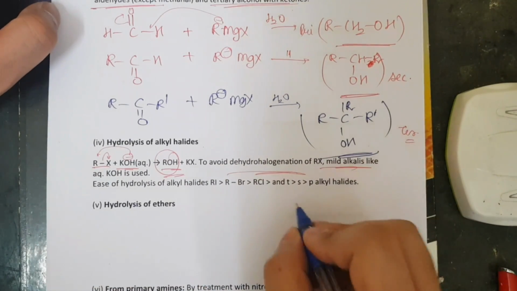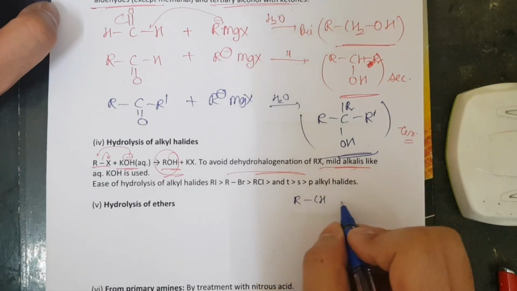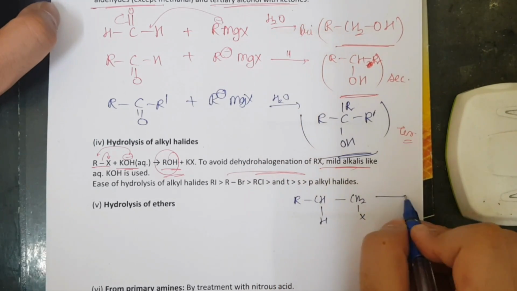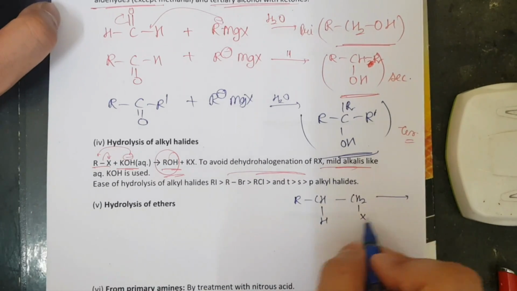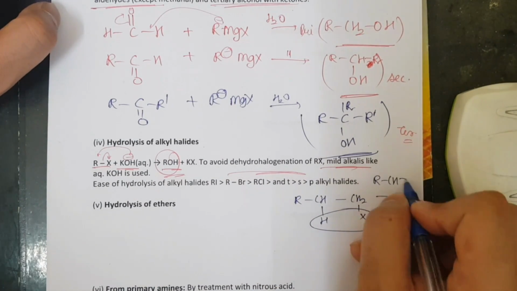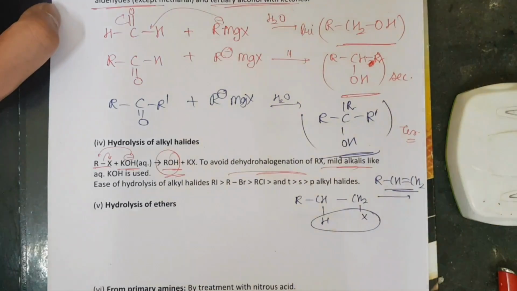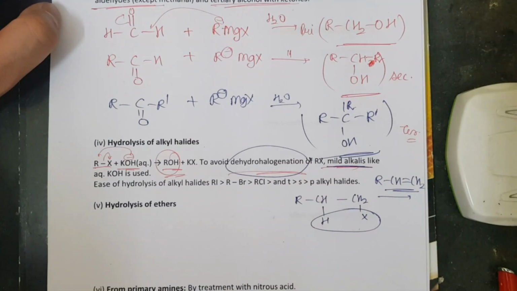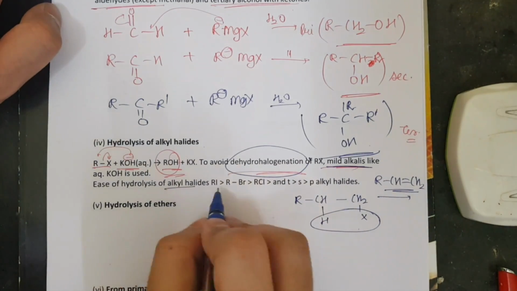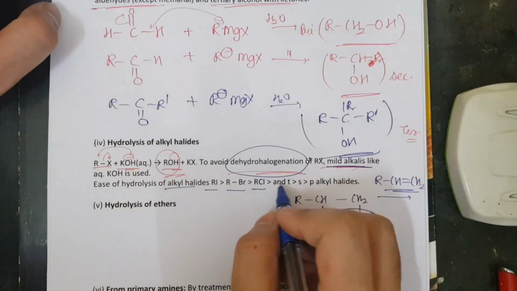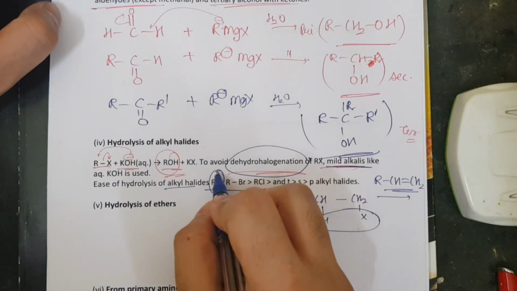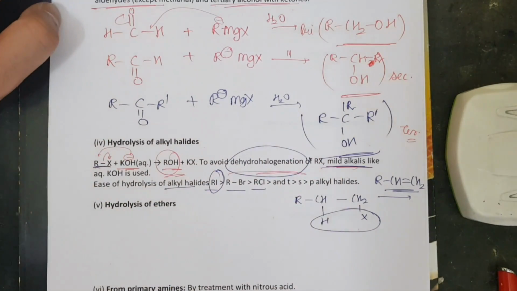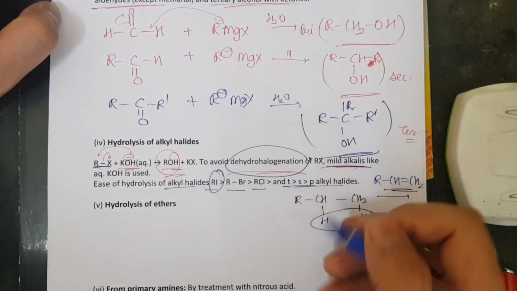So what actually happens is that, let me say we have RCH2X, and this is hydrogen. If I would have taken a stronger base, then dehydrohalogenation removes HX, giving me the formation of alkenes. That is why, to avoid dehydrohalogenation, we use mild alkalis. Now, ease of hydrolysis is RI, RBr, RCl and RF. Why is RI greater? Obviously, because the R-I bond is easier to break because of the bond distance. And also tertiary, secondary, primary alkyl halides.